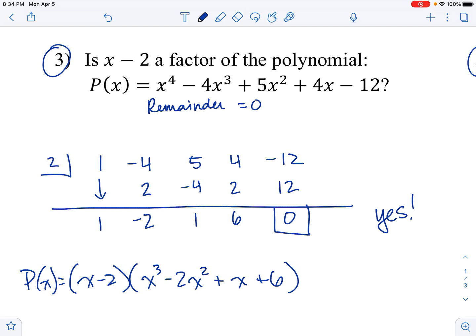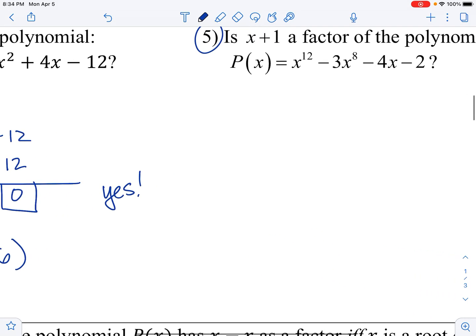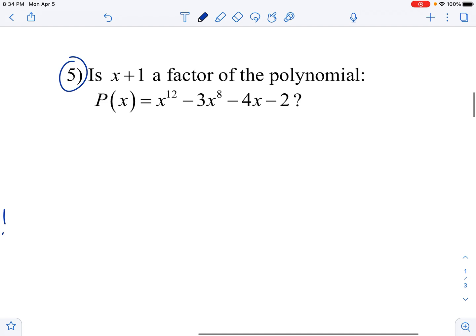We're going to do a little bit more kind of writing it like that. All right, one more before we just finish up with our last topic. Is x plus 1 a factor? Well, this one, we just did this, so it's going to be set up the same way. My remainder is going to be equal to 0 here. All right, let me start setting it up.